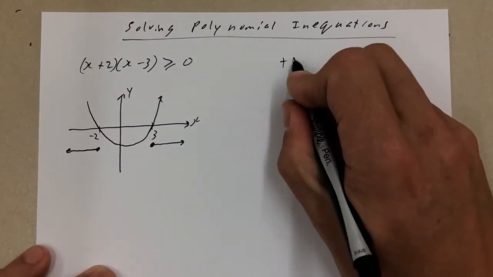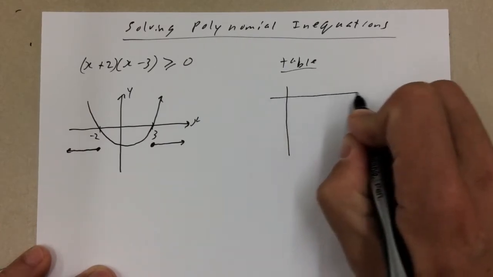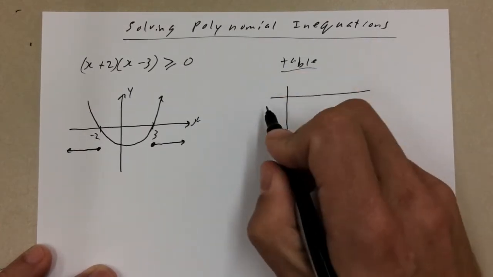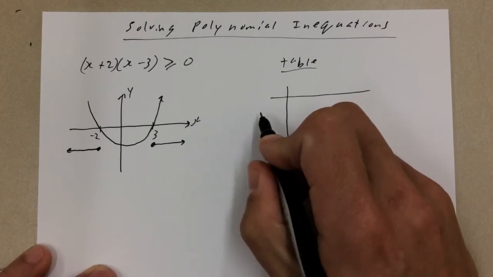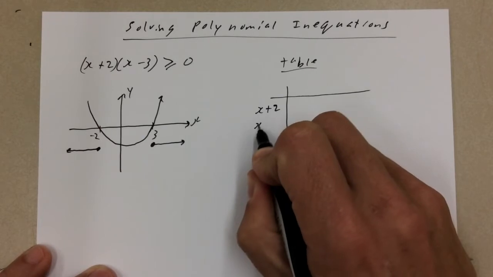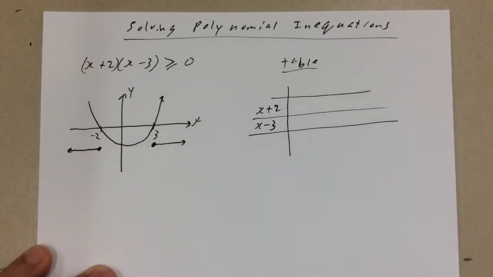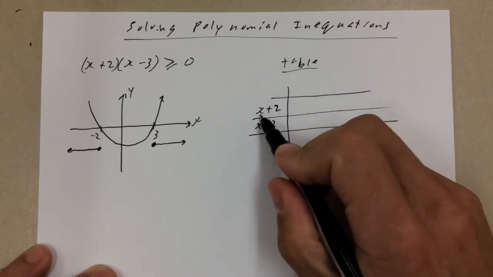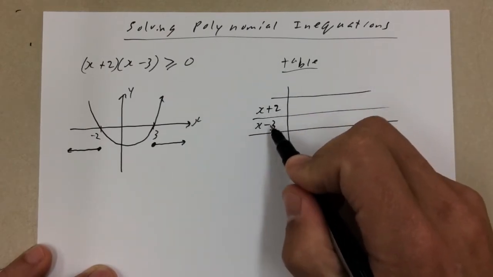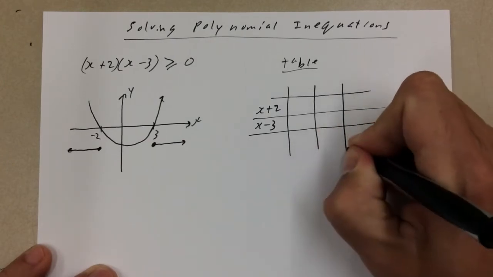Okay, the table method would look like this. This will be useful as they get more complex and when we get into rational functions. So x plus 2, write down the factors here, x minus 3, okay? And then what we do is we notice that this could be 0 at a value, this can also be 0 at a value, so I'm going to put 2 lines straight down, okay?